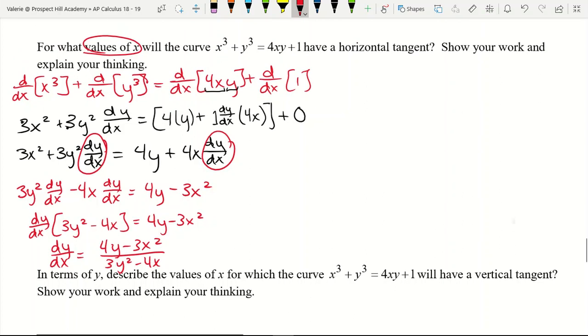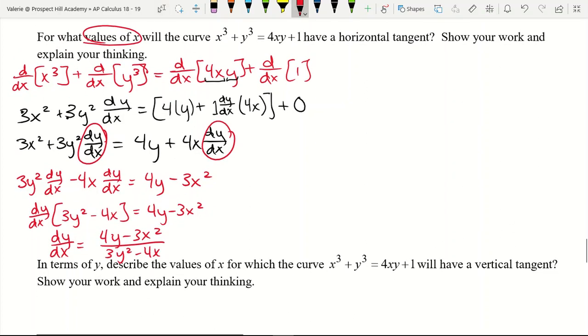Okay, so that doesn't quite answer our question. Our question is, when will this curve have a horizontal tangent? If we look back to page 116 from the table, we'll notice that a horizontal tangent occurs when our derivative, our dy/dx, equals 0, right? So we're looking for when dy/dx equals 0, which is really just when the numerator of our dy/dx equals 0.